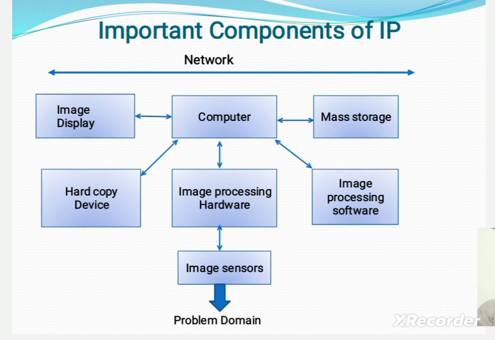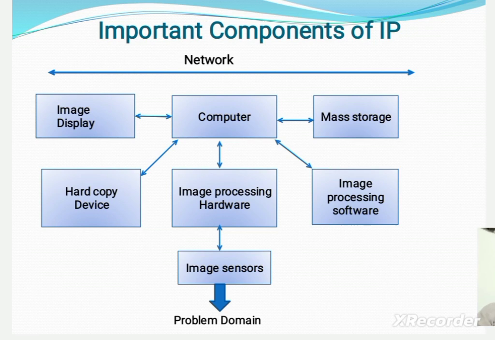Our first component, which is most important, is the image sensors. Image sensors sense the intensity, amplitude, coordinates and other features of the images and pass the results to the image processing hardware. And it includes the problem domain. For example, cameras and scanners are some examples of image sensors. I will repeat that image sensors sense the intensity, amplitude, coordinates and other features of the images and pass the result to the image processing hardware.